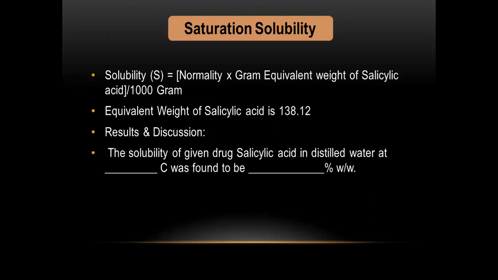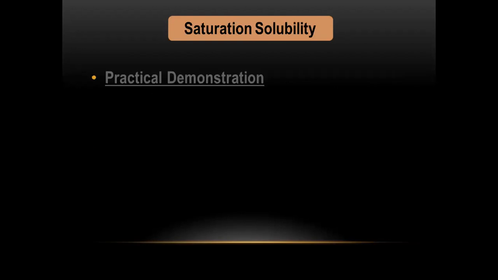Then the formula for calculation of solubility will be the normality that we get from the last slide calculation, into the gram equivalent weight of the salicylic acid or benzoic acid, which is given: in case of salicylic acid it is 138.12 and in case of benzoic acid it is 122.12. So from that you will get the solubility. Then the result: the solubility of the given drug, salicylic acid or benzoic acid, in water at that temperature, for example 25 degrees Celsius, was found to be dash dash. So now we will see the demonstration part of it.